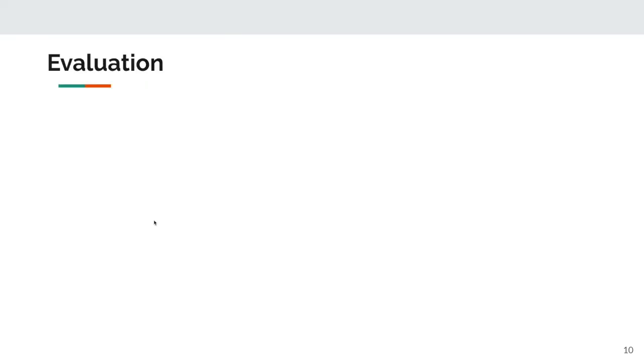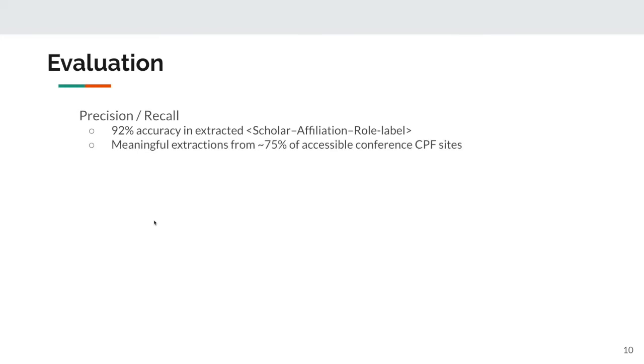To evaluate the performance of our system, we first conduct a manual examination of the precision and recall of our system through random sampling. Our results show extractions of scholar, affiliation, role label tuples at a 92% precision level. We were also able to extract meaningful results from about three-quarters of accessible conferences on WikiCFP. These results amount to approximately 130,000 unique scholars extracted.